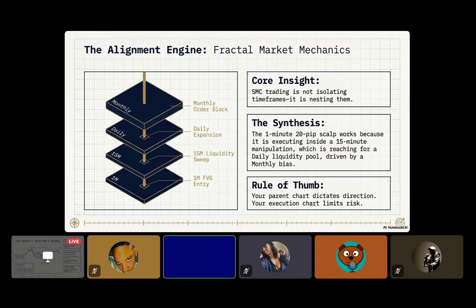So the synthesis is the 1 minute 20 pip scout works because it is executed inside the 15-minute manipulation, which is reaching for a daily liquidity pool driven by a monthly bias. The rule of thumb here is if your parent chart dictates direction, your execution chart limits risk. Do you guys understand what that means? Fantastic.